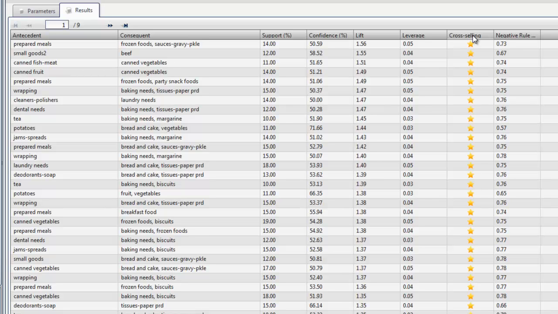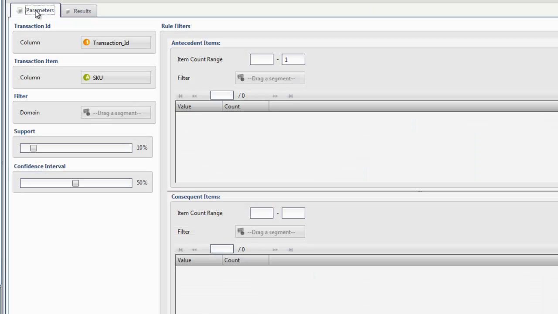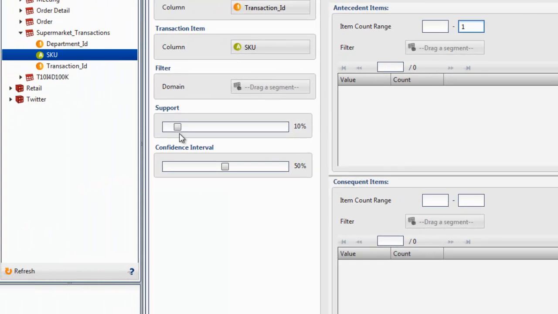So I'm going to experiment a little bit more with the data we have here. I'm going to go back to the parameters. Okay, so this time around, I'm going to up the support to 20, and I'm going to lower the confidence to 40. I also want to apply a filter this time.